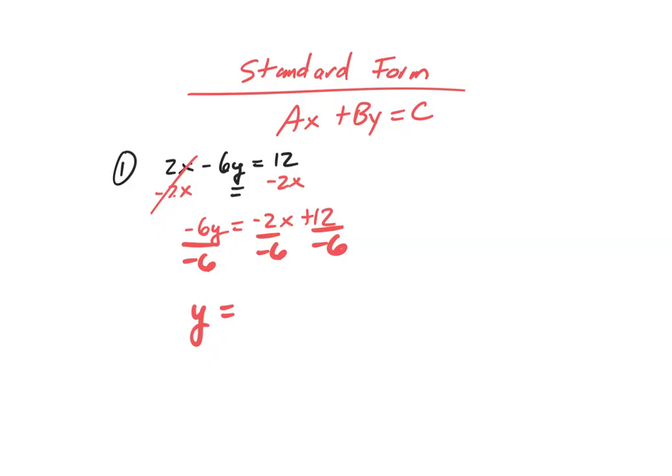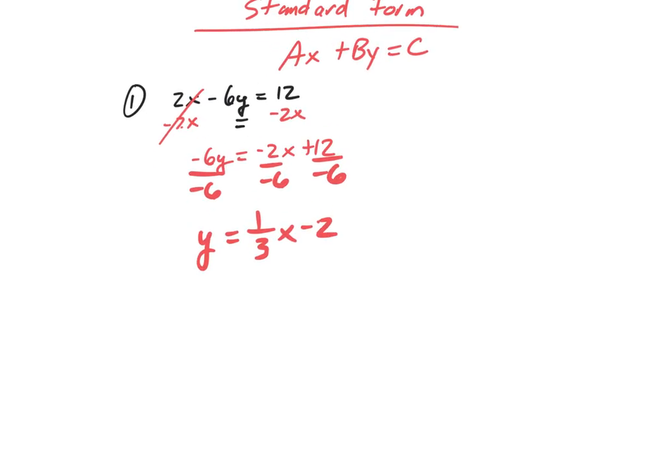So then we have a negative and a negative. It's going to make it a positive. 2 over 6 reduces to a third. So 1/3 x. And then 12 divided by negative 6 would be negative 2. Okay. The good news here is that now it's in slope-intercept form, and the number in front of our x is our slope. And so that'd be our answer.